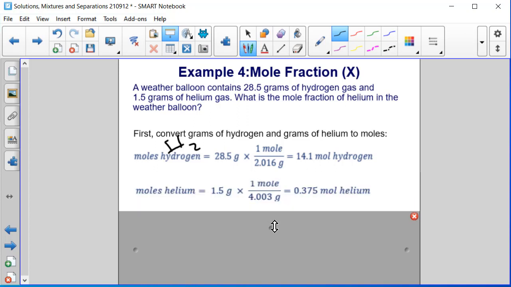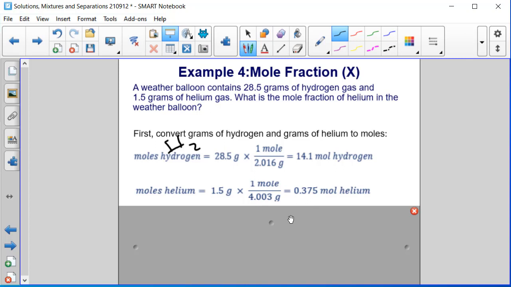Helium is not diatomic, it's just He, so we can just go directly from the periodic table. 1.5 grams of this sample is helium, we're told. Divide by the molar mass, which is 4.003 grams per mole, to get 0.375 moles of helium.